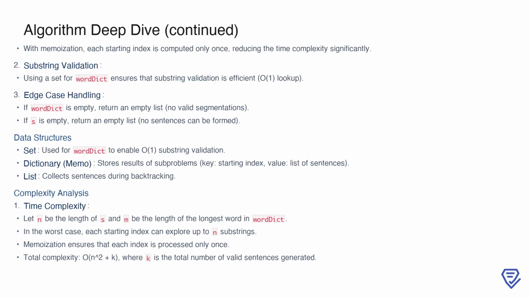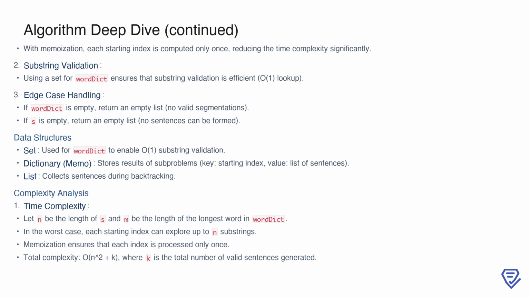Memoization is a critical optimization here because it ensures that each starting index is only processed once, dramatically reducing redundant calculations. Without memoization, the algorithm would repeatedly recompute results for the same substrings, leading to inefficiency. Another important detail is substring validation. By converting wordDict into a set, we achieve O(1) lookup time for checking whether a substring is valid. This pre-processing step is crucial for keeping the algorithm fast.